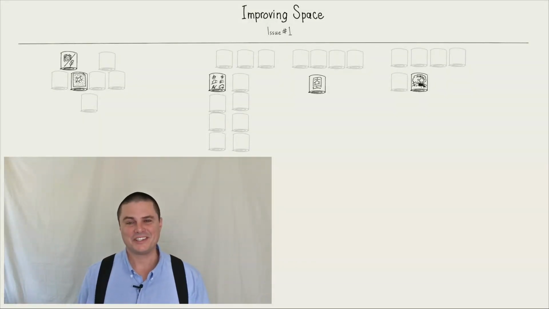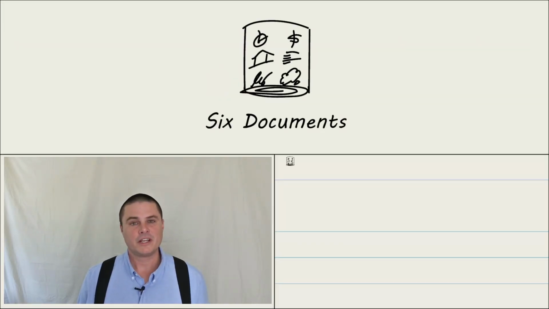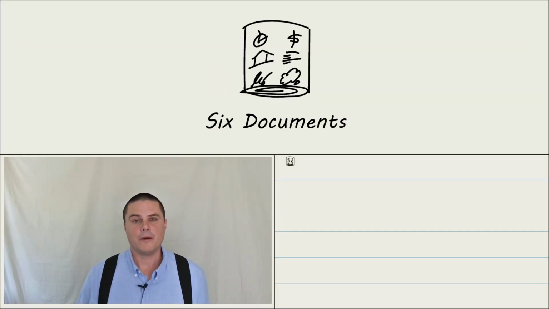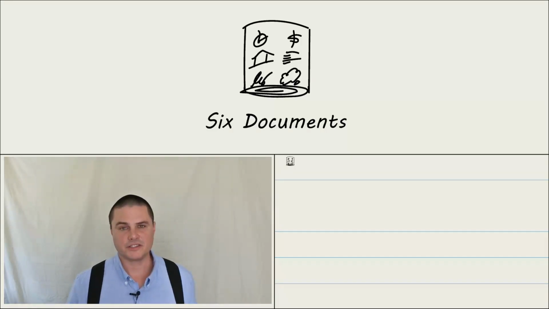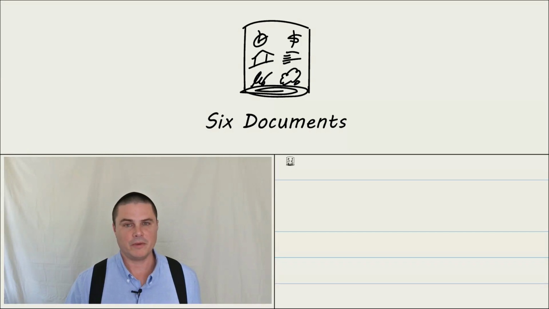This is the third episode from Improving Space issue number 1. This episode is from the middle here, and it is called 6 Documents. And this episode is about using 6 documents to organize the design and construction of a building, and basically helping us get our heads around how do we organize a complex subject and navigate it.